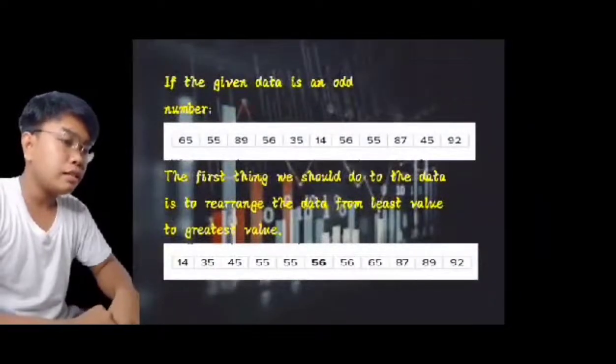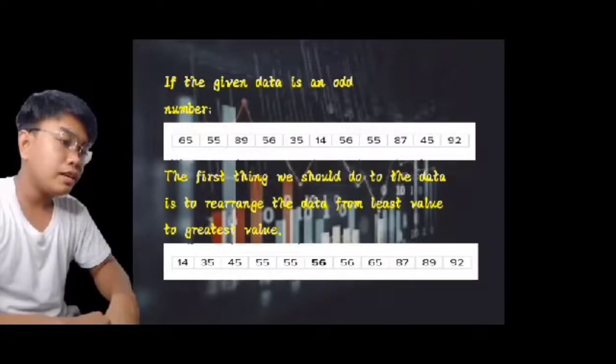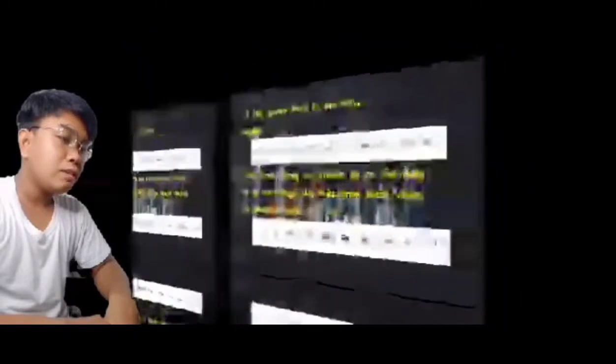If the given data is an odd number, for example, 65, 55, 89, 56, 35, 14, 56, 55, 87, 45, 13. The first thing we should do to the data is rearrange the data from least value to greatest value. So let's rearrange the data: 14, 35, 45, 55, 55, 56, 56, 65, 87, 89, and 90. So, as we can see, 56 is the middle or the median.